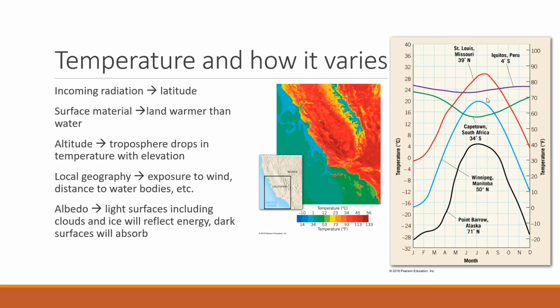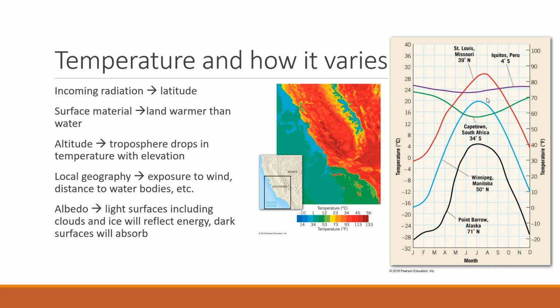Temperature and how it varies. Incoming radiation is going to be determined by latitude. The angle of the sun and how much sun actually makes it to the surface is determined by our latitude. The surface material is also important. Land will absorb more energy than water, so land heats up more than water. Altitude is also important. The higher up we are in the troposphere, elevation-wise, the temperature is going to drop. So temperature drops with elevation in the troposphere.